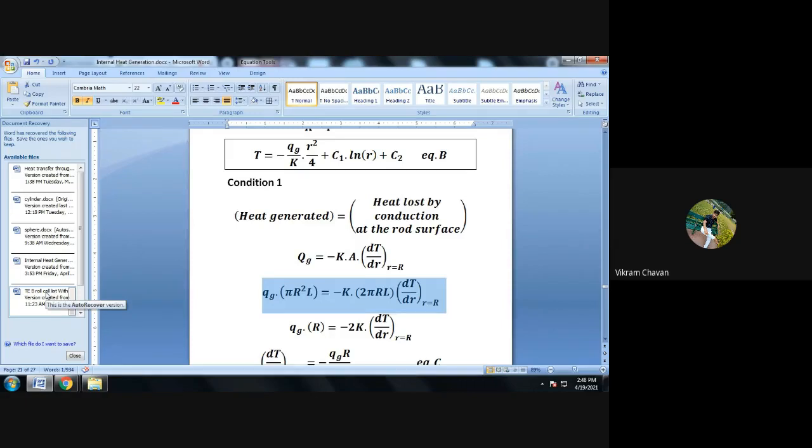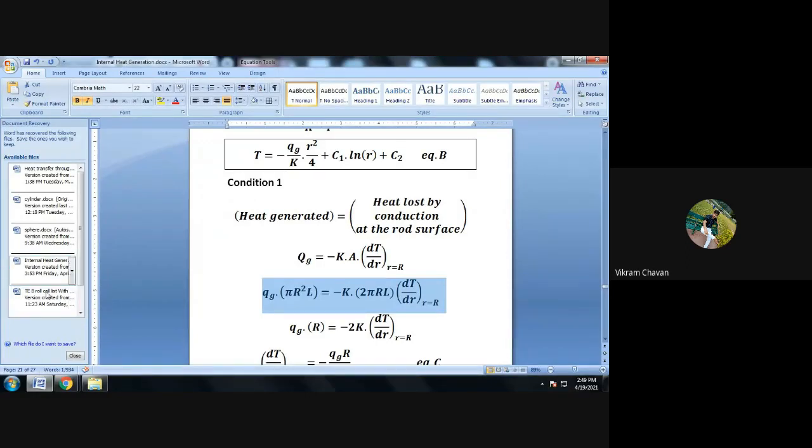Small q suffix g multiply by in bracket pi r square L is equal to minus k multiply by inside bracket 2 pi r L। 2 pi r L रॉड का सरफेस एरिया है। Multiply by dt divided by dr, inside the bracket dt divided by dr suffix r is equal to capital R, when small r is equal to capital R.